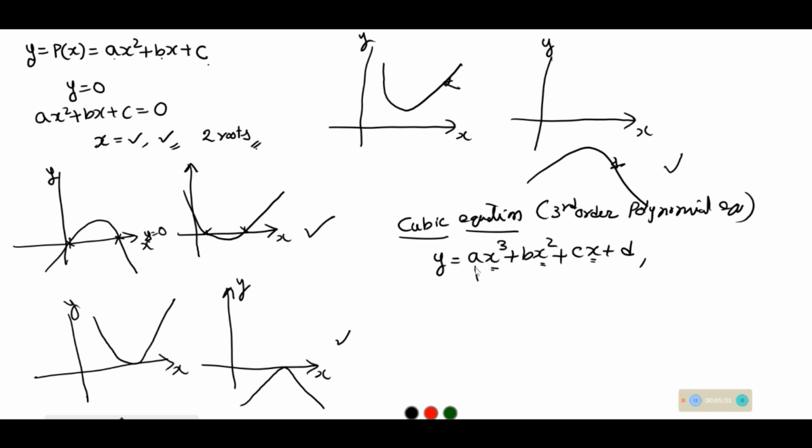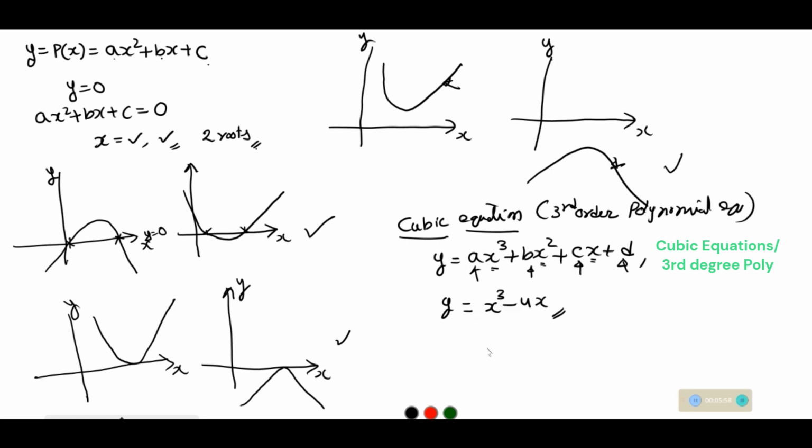What we will call a, b, c here, those are the coefficients. Whichever is there in front of the variable, those are called the coefficients. So here a, b, c we are calling the coefficients, d is the constant. Okay, so I'll read some examples for these cubic equations. For example, y is equal to x cube minus 4x.